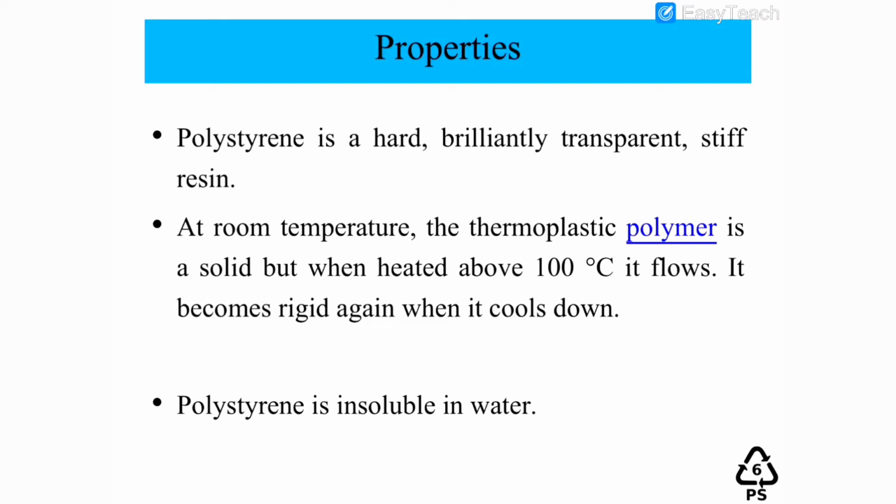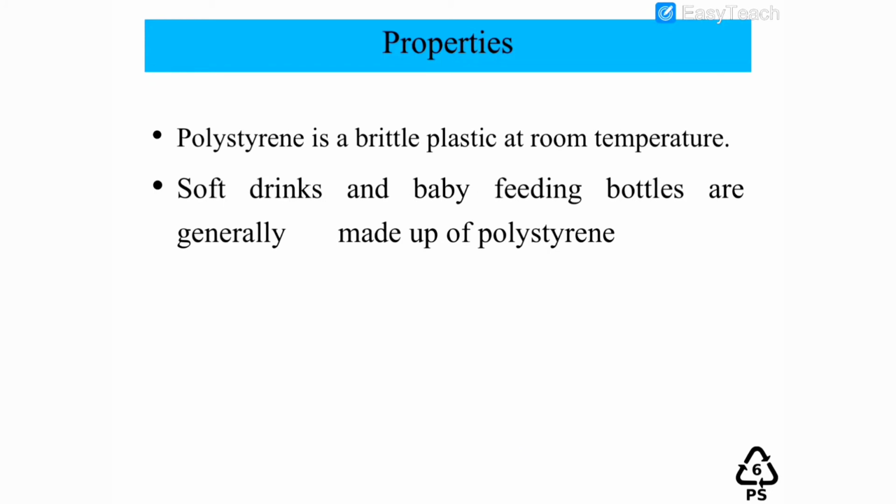Let us move on to the next topic, that is properties of polystyrene. Polystyrene is a hard, brilliantly transparent and stiff resin. At room temperature, the thermoplastic polymer is a solid, but when heated above 100 degrees Celsius, it flows. It becomes rigid again when it cools down. Polystyrene is insoluble in water. Polystyrene is a brilliant plastic at room temperature. Soft drinks and baby feeding bottles are generally made up of polystyrene.